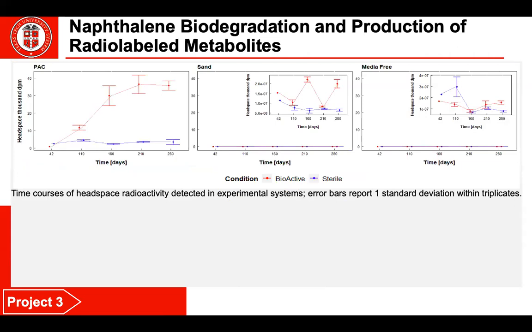Looking at headspace, we're looking at radiolabeled carbon dioxide. In these systems, the only source of the radiolabeled carbon dioxide would have to be the radiolabeled naphthalene. So if we're looking at radiolabeled CO2, it means that the naphthalene was fully oxidized to carbon dioxide. We only saw radiolabeled carbon dioxide in one system, which was the activated carbon system, consistent with our bulk naphthalene data. So we did see a significant accumulation of radiolabeled CO2 in the headspace of activated carbon compared to sand and media-free, which spiked at certain time periods, but were many orders of magnitude lower than what we saw in the activated carbon system.